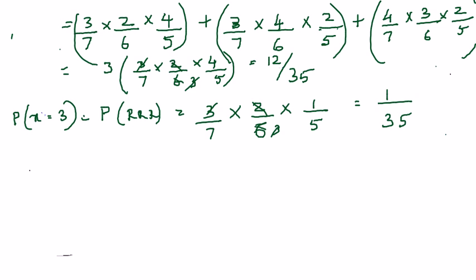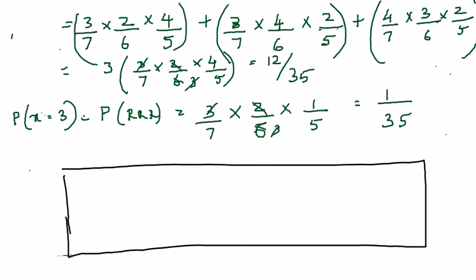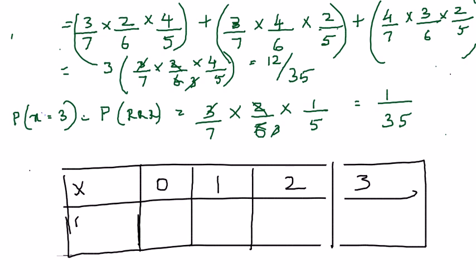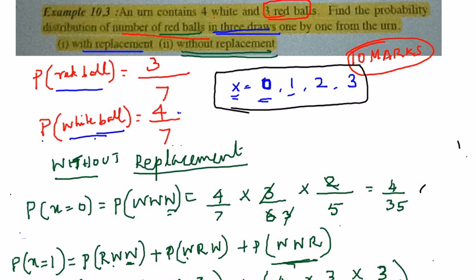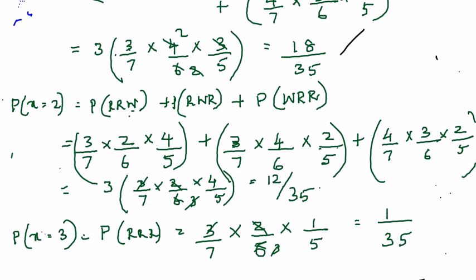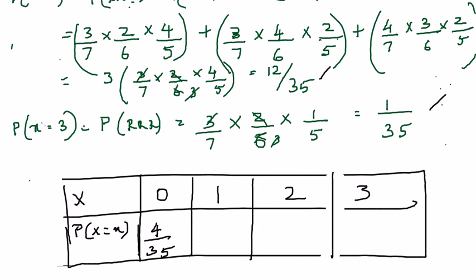So let's quickly put the tabular column. X is going to take values 0, 1, 2 and 3. So when x is equal to 0, I got 4 by 35. You can refer to this. When x is equal to 0, we got 4 by 35. When x equal to 1, we got 18 by 35. When x equal to 2, we got 12 by 35. X equal to 3, we got 1 by 35. That is what I am writing down here.